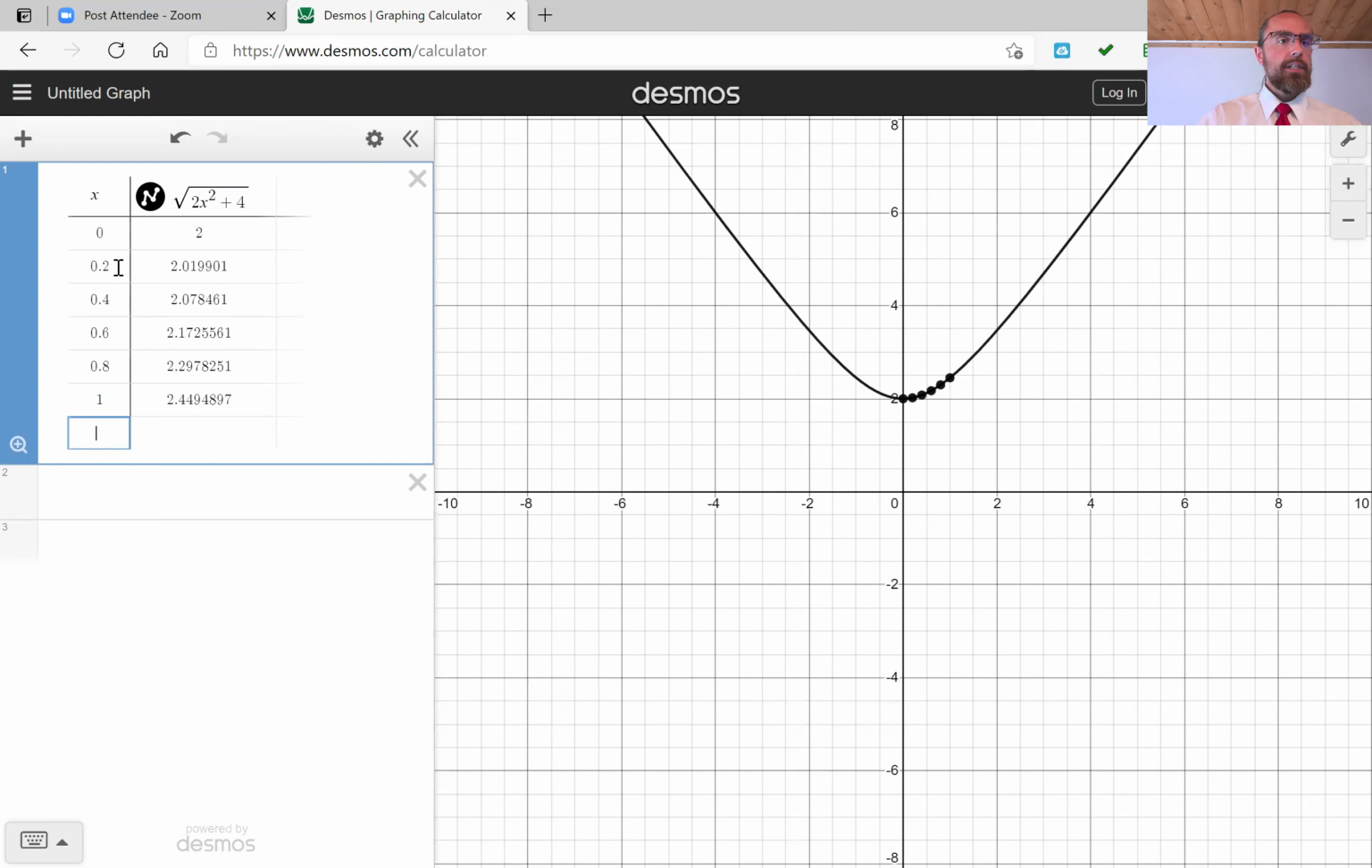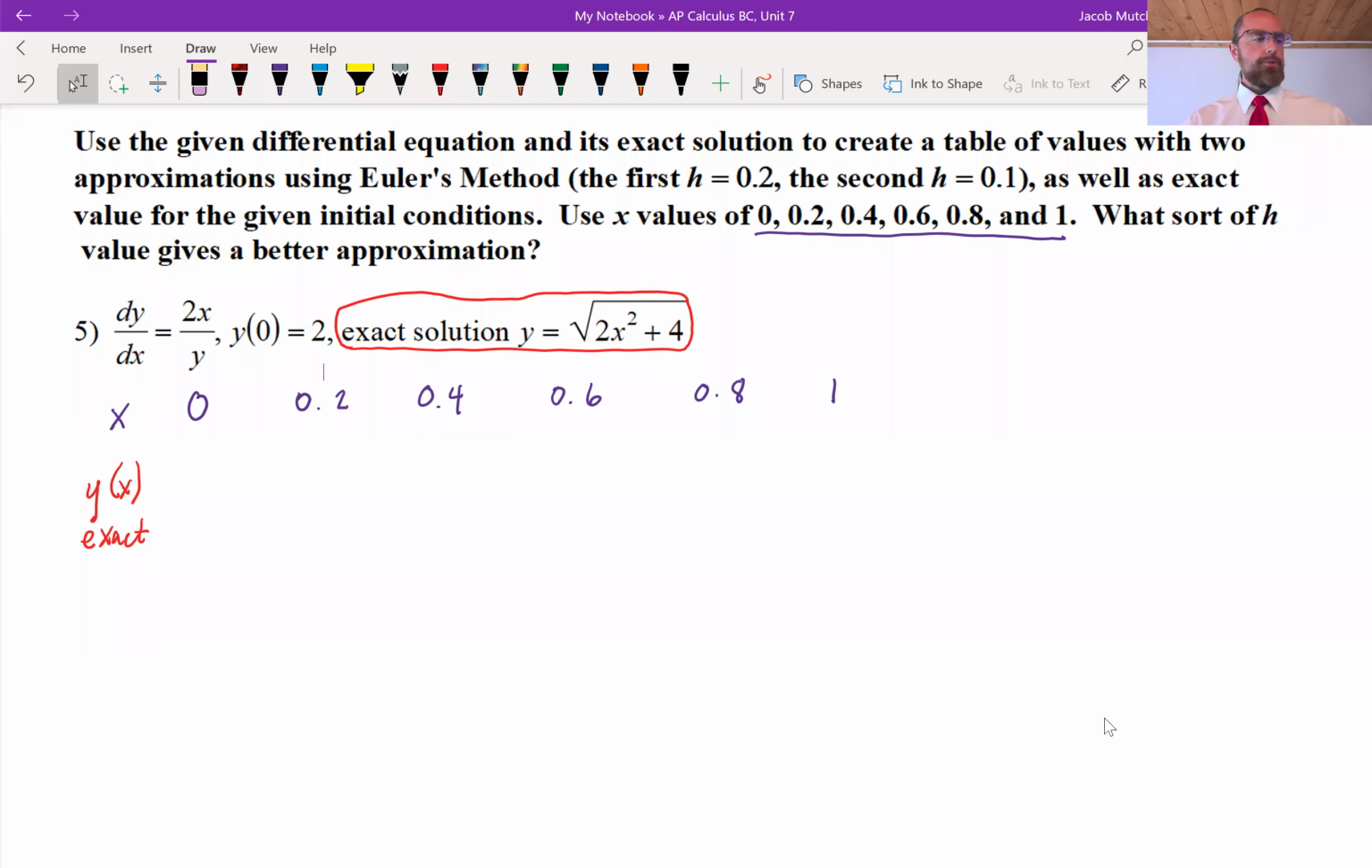So I'm going to record these values. At 0, we have the y value of 2. 0.2 is 2.0199. 0.4, 2.0785 if I round. 0.6 is 2.1726. 0.8, 2.2978. And at 1, 2.4495. So let's take those back to our table and fill in. Keep in mind, those are not approximations. Those are exact values.